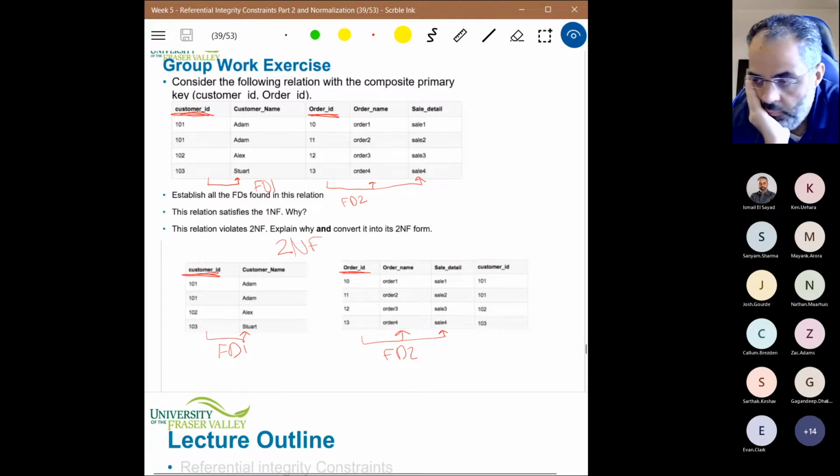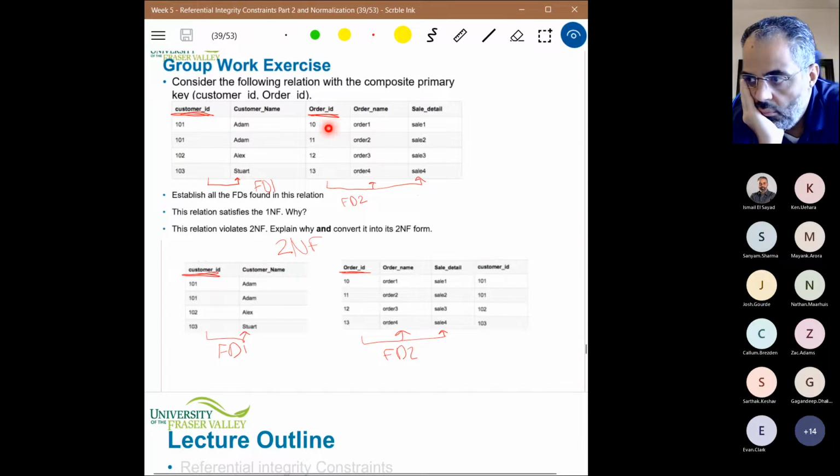So we started by figuring out that the customer ID is related to the customer name, because 101 refers to Adam, 102 Alex, 103 Stuart. So we said, okay, there's a relationship here, FD1. And then we found order ID isn't really related to any of this. So we were like, okay, that's a problem right there.